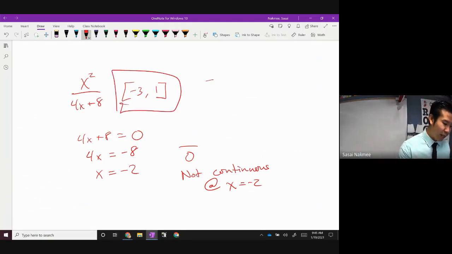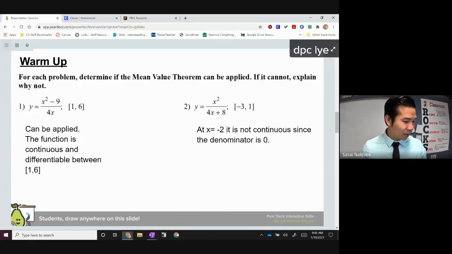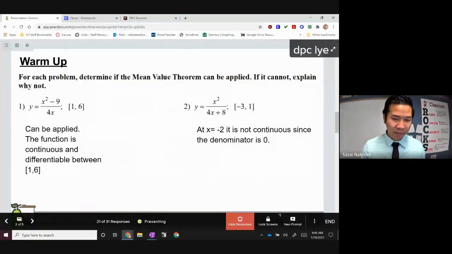If the interval was anything else that did not include x equals -2, we could use the mean value theorem. But since it is the case, we can't use it. We can't do this problem. Okay? That's pretty much the idea for that problem. It is not continuous, so we can't do it.